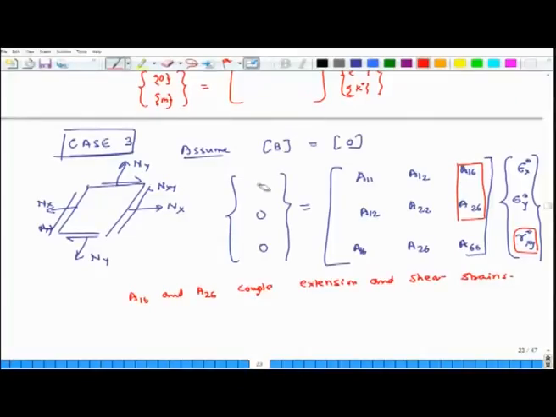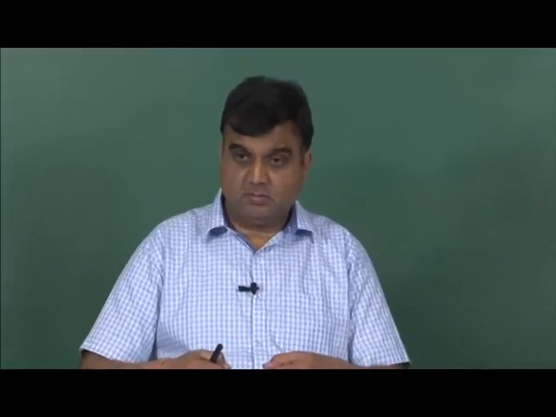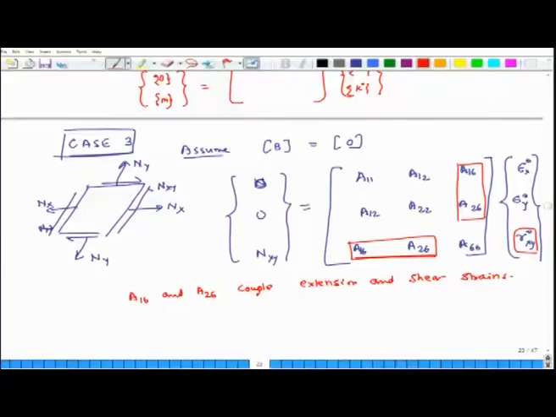Similarly, suppose I applied only shear force Nxy. If A16 and A26 are not 0, then these terms, because they appear in the matrix here, again couple epsilon x, epsilon y and gamma xy. So, even though I am applying pure shear forces on the plate, it is not only experiencing shear strains, but it is also getting stretched and compressed.